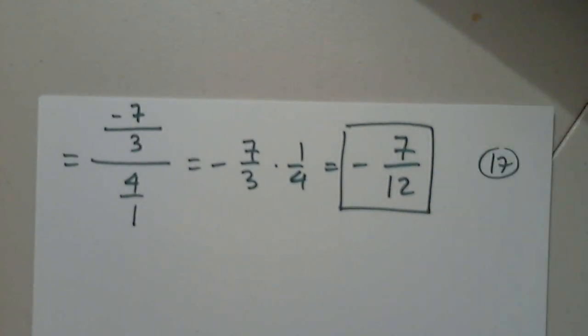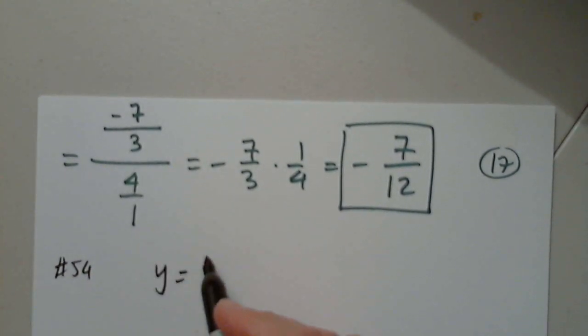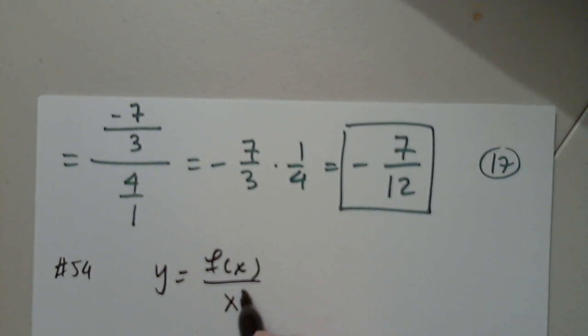B? In which problem? In 54? Yes. Okay, B as in boy. Is that what you said? B as in boy? Yes. Okay, so we have y equals f of x over x squared. Perfect. Where's my share? Stop sharing. Okay.